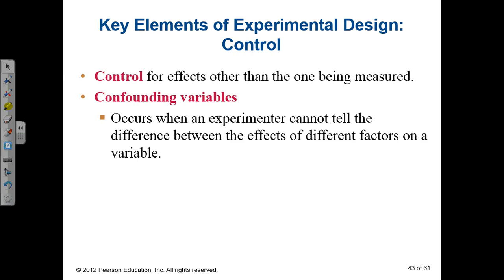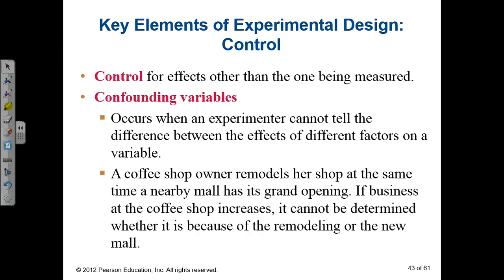Confounding variables are variables where the experimenter cannot tell whether they're making the difference or the variable in question is making the difference. Suppose a coffee shop owner remodels her shop, and at the same time down the road a mall is being built. She finishes her remodel, she opens up her shop, and all of a sudden she has a lot more traffic in her store. But can she tell whether the traffic increase is due to her remodel, or is it because there's more traffic on the street because of the new mall down the street? The new mall down the street is the confounding variable.